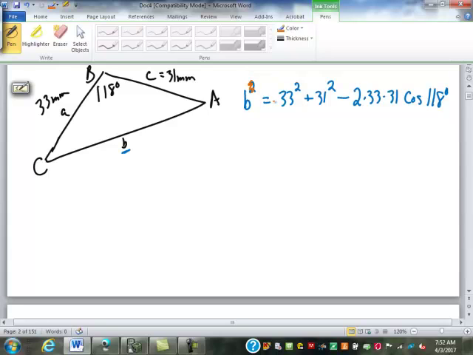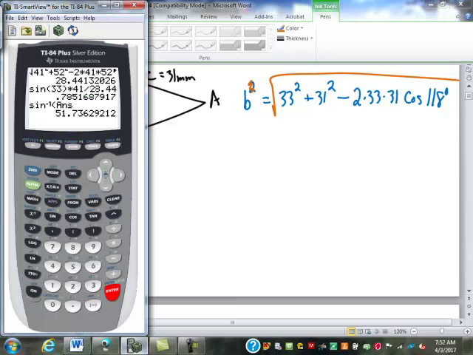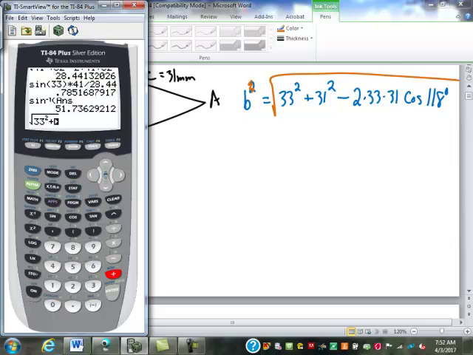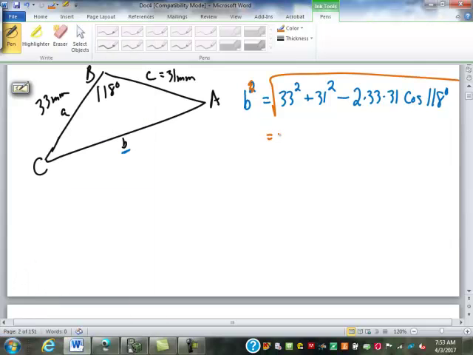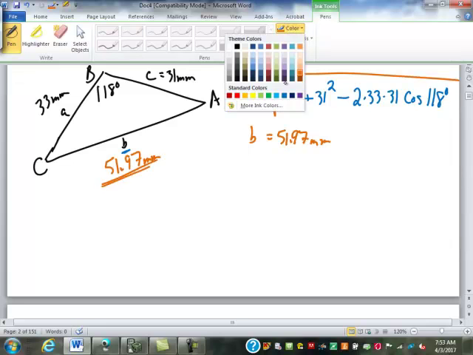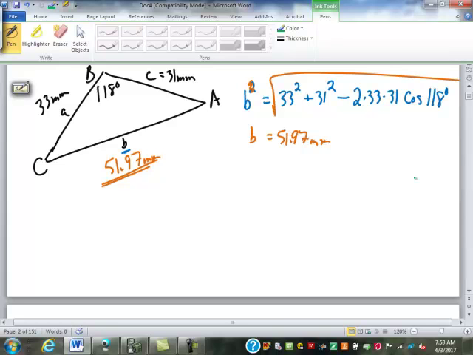So again, I'm going to cross off that squared and I'm going to put a square root over here. So B is the square root of 33 squared plus 31 squared minus 2 times 33 times 31 times the cosine of 118. 51.97 millimeters, side B. Now here, the angle that we have is an obtuse angle. So we know the other two have to be acute.